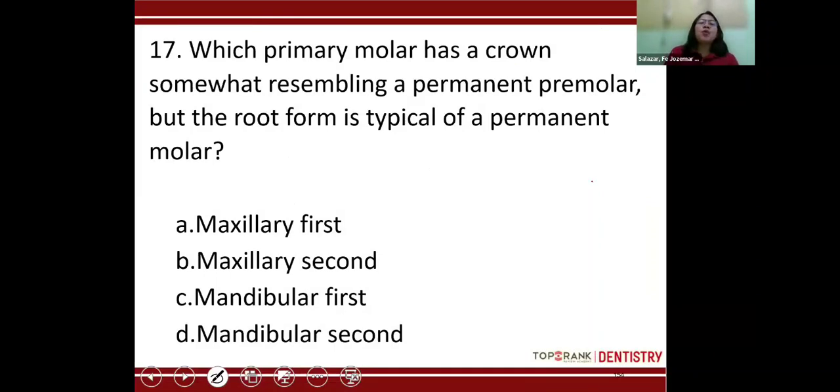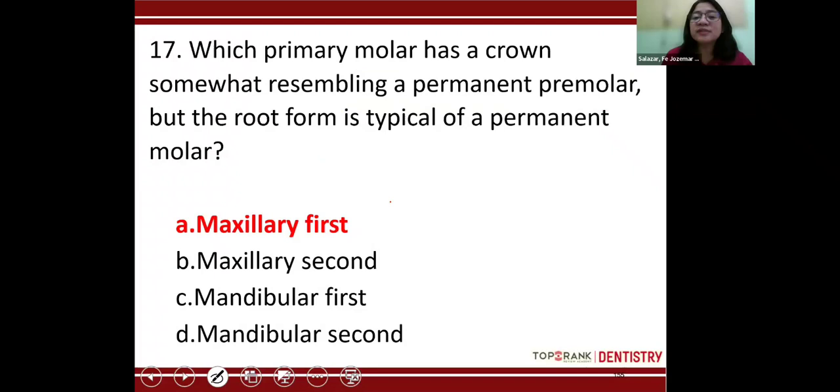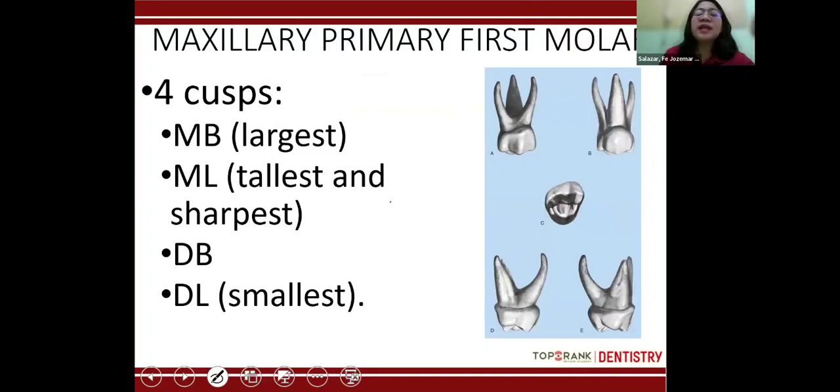Number 17. Which primary molar has a crown resembling a permanent premolar, but the root form is typical of a permanent molar? Yes, your maxillary first molar. It has three roots like a permanent molar, but the crown, it looks like a premolar. So it has four cusps. Kahit maliit yung crown niya, may four cusps pa rin yan, typical of a first molar. You have the mesiobuccal, which is the largest, the mesiolingual, which is the tallest and the sharpest, distobuccal, and then you have your distolingual, which is the smallest.